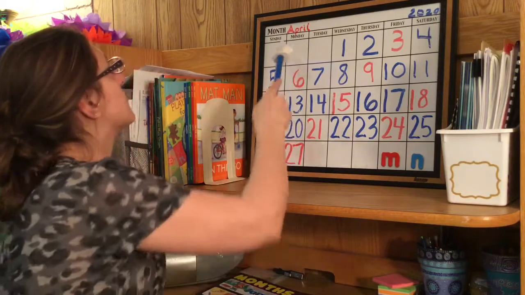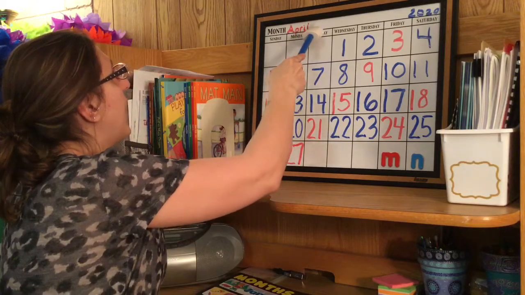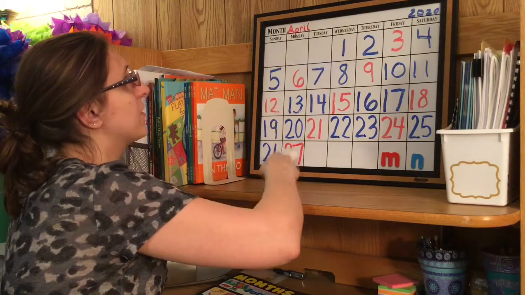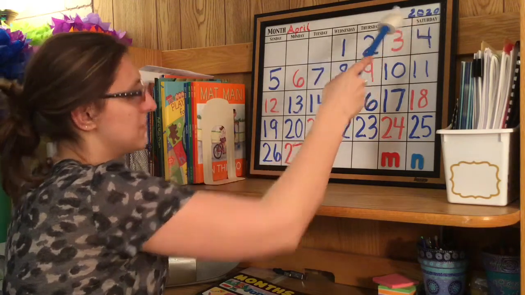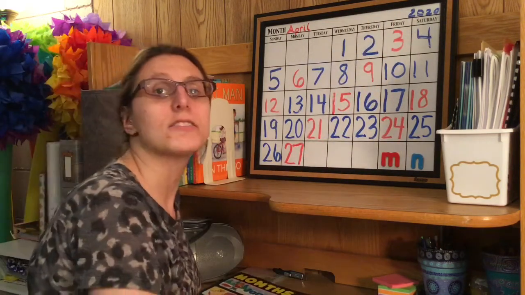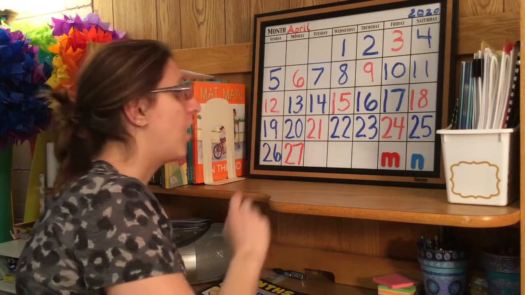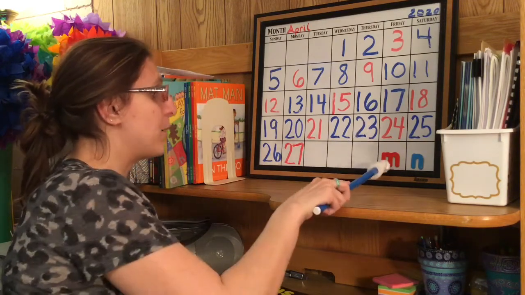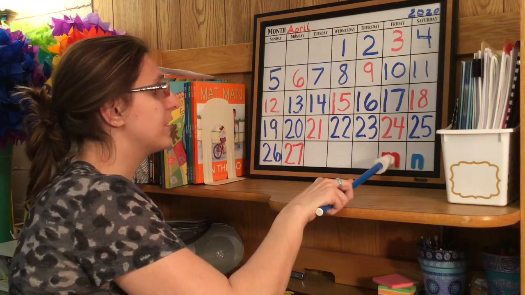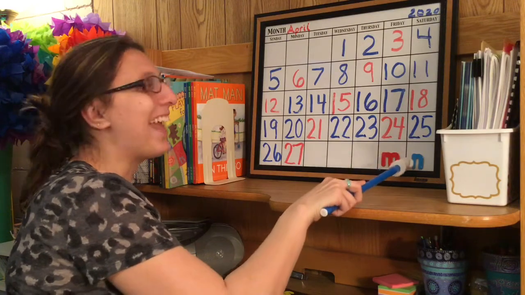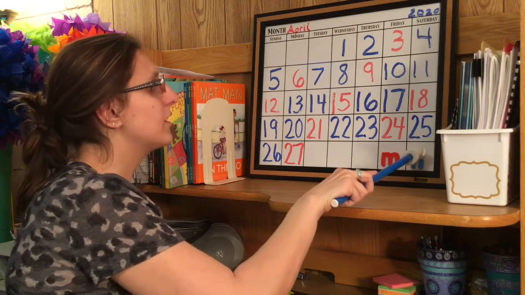So today is Monday, April 27th, 2020. Today the letters that we will be writing are our letters M, it has a little curve and a little curve, and N, just one little curve for N.